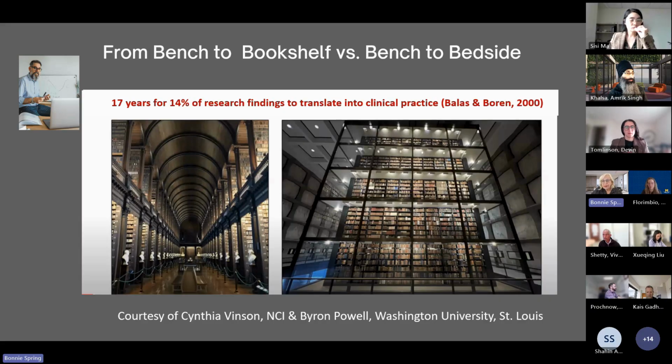And you've probably heard this Balas and Boren quote, that it takes about 17 years for just 14% of research findings to translate into clinical practice. That's 17 years for only 14%. That's really not so good. And so we think of ourselves as working from the bench or the lab to the bedside to get our treatments out to people, but they have a tendency more often to go from the bench to the bookshelf, and then they kind of stay there. And that's very disappointing. It's a learning experience many of us have had.